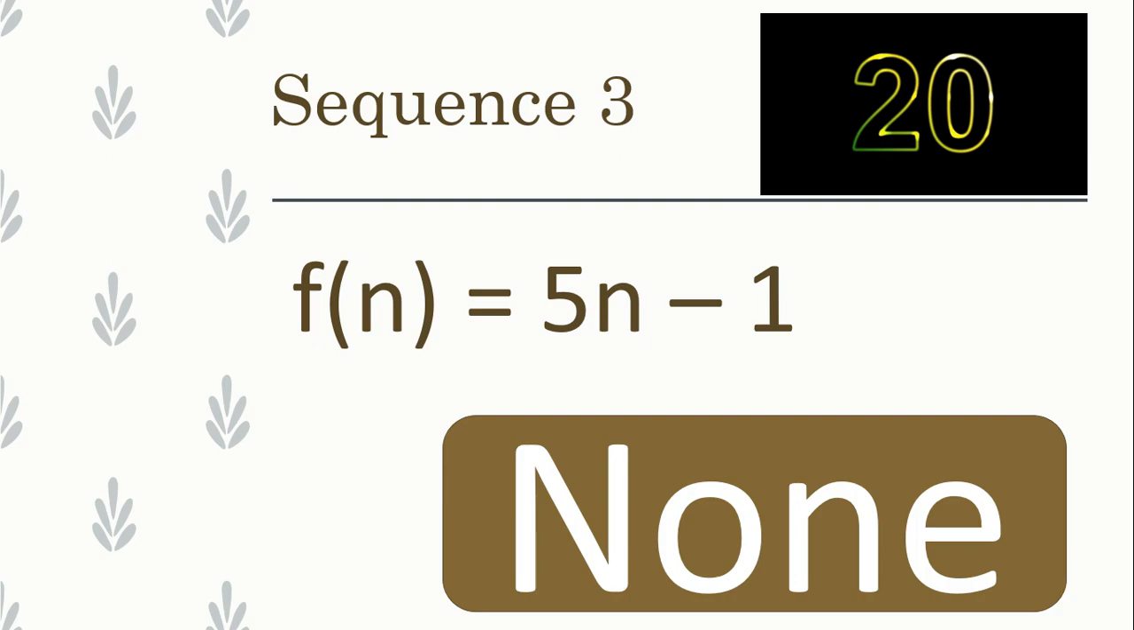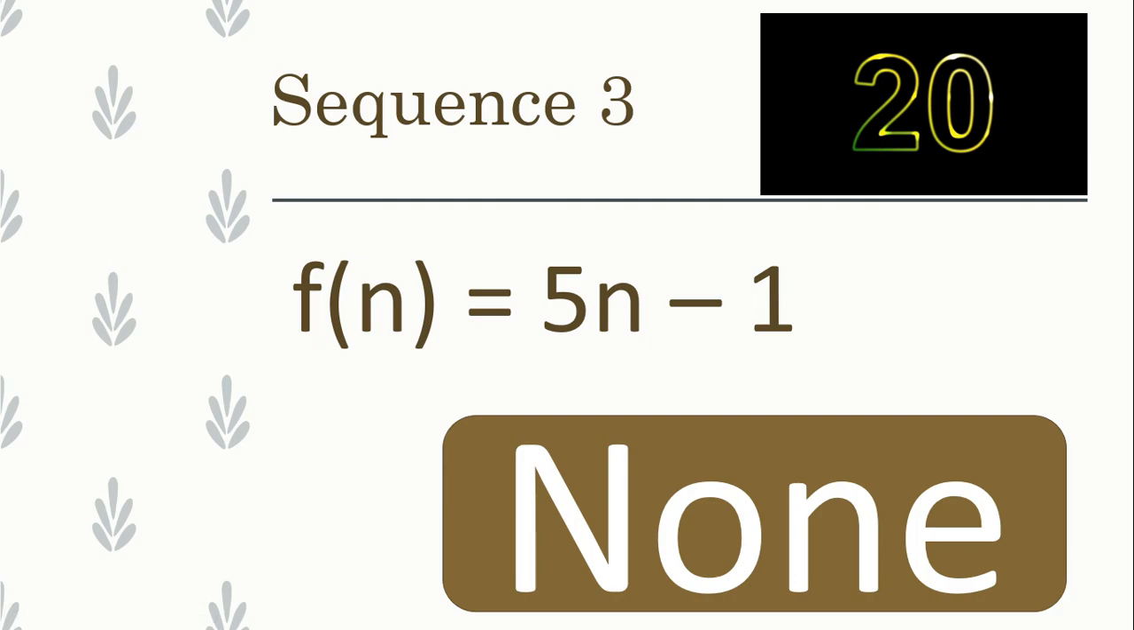Can you think what is the reason why none of the terms are divisible by 5? If your answer is because of minus 1, you're correct. The terms generated by this rule are either ending with a digit 4 or 9 because of the expression minus 1.